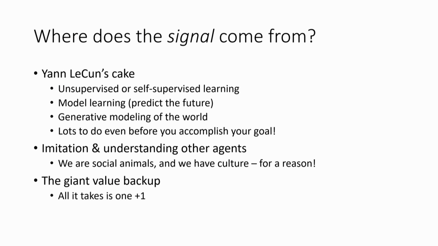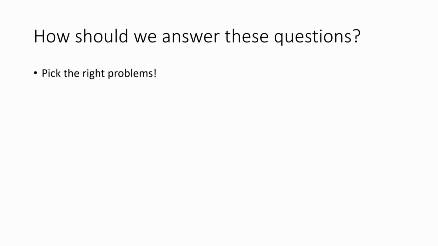And perhaps all it really takes is just a little bit of learning signal propagated through the environment dynamics to give you a very rich source of supervision that entangles the dynamics of the world with your reward function. I don't know which one of these is true, but I think they're all worth thinking about. And it may be some combination of all of the above. So maybe the real question is how we should go about answering these questions.